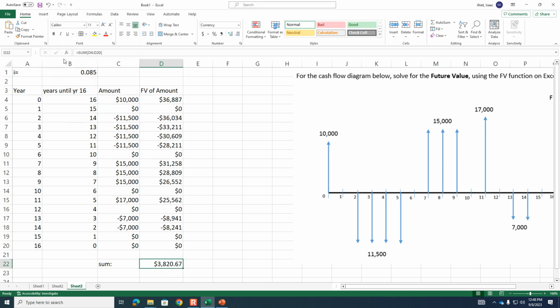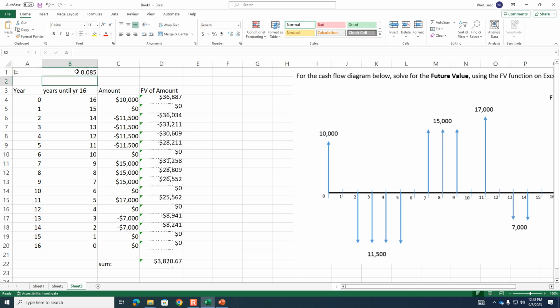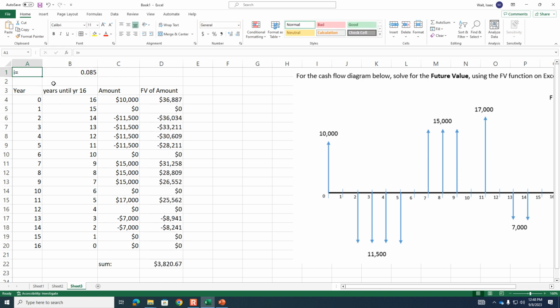Let me show you one more important tip before you go. If I have the interest rate label and quantity in this cell, so if I have I equals 0.085, it's not going to calculate. It needs just the number. It can't read the letter or the labeling. It can only read the number. So 0.085. So separate the label that's in a different column than the quantity, which represents the interest rate.